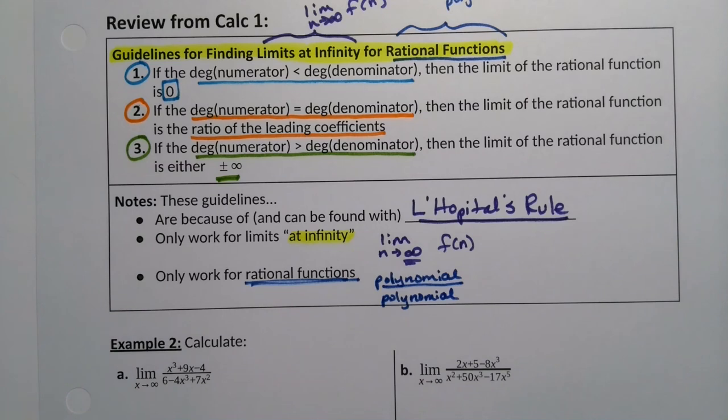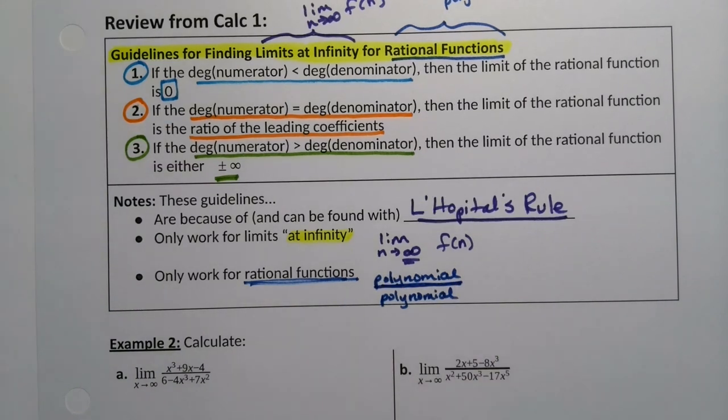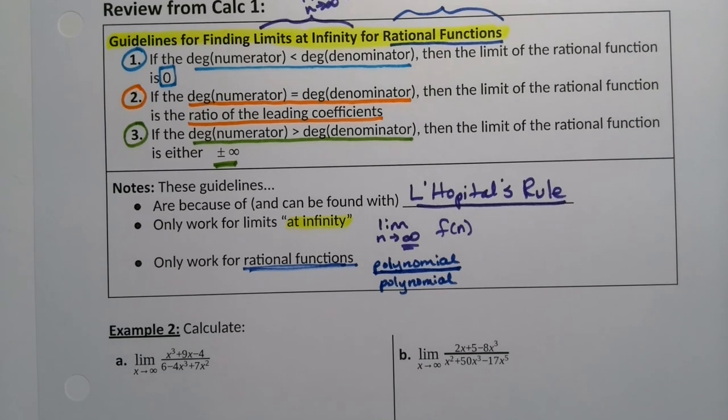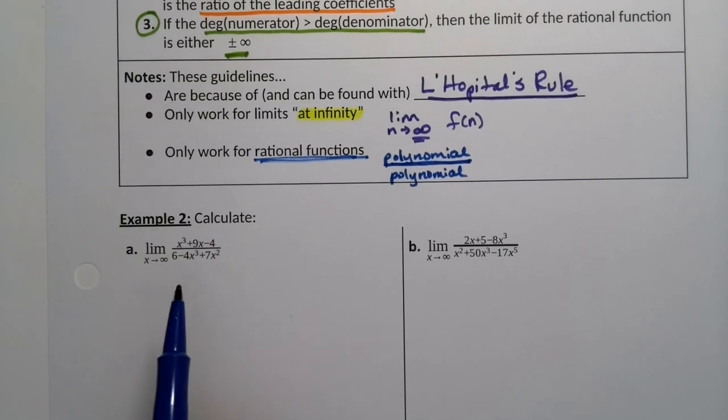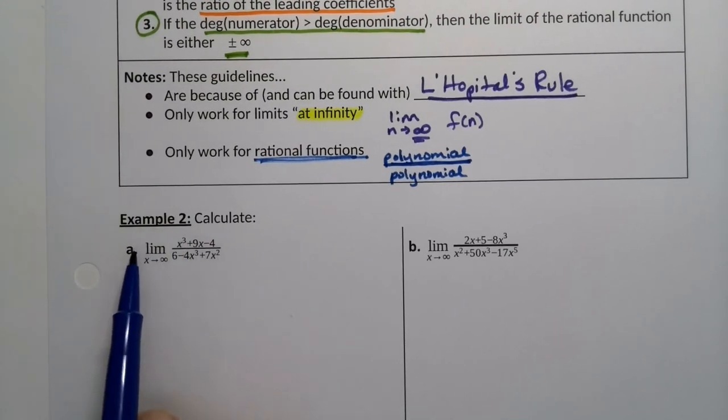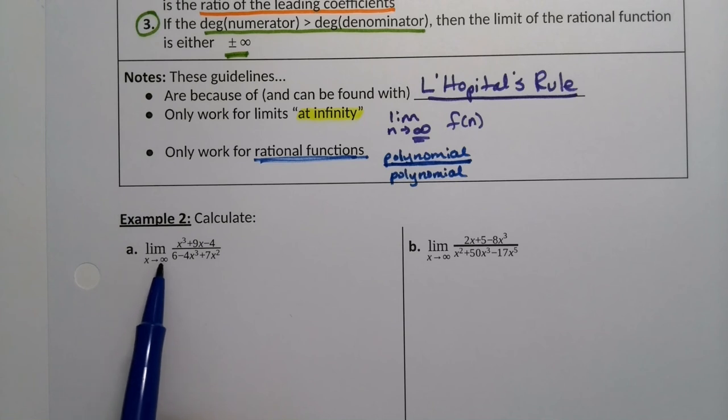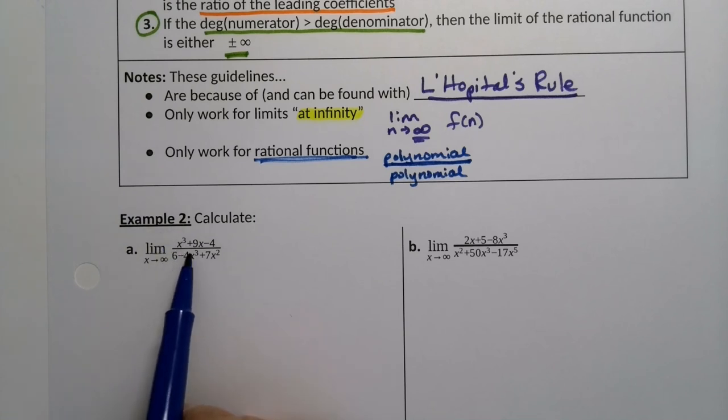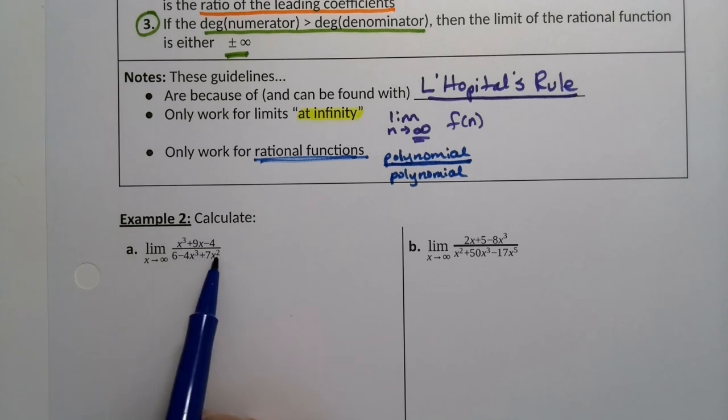Now, we're going to allow it to kind of finagle your way out of this. So we'll let you use these guidelines, right? These guidelines come from things, but we can prove them with L'Hopital's rule. So let's look at our candidates here. If I look at this particular one right here, I'm taking the limit as x goes to infinity of x cubed plus 9x minus 4 over 6 minus 4x cubed plus 7x squared.